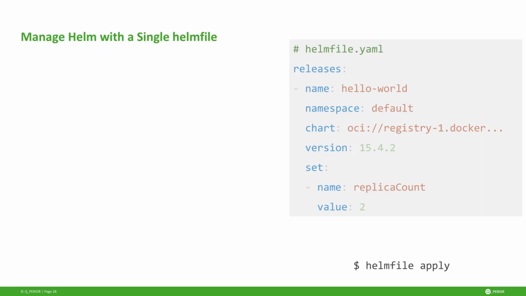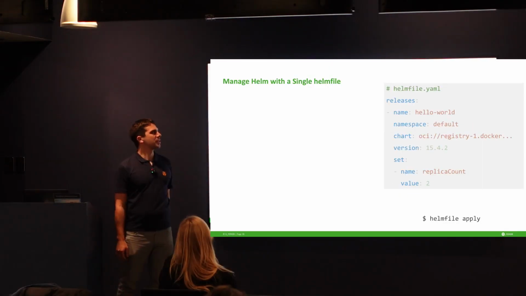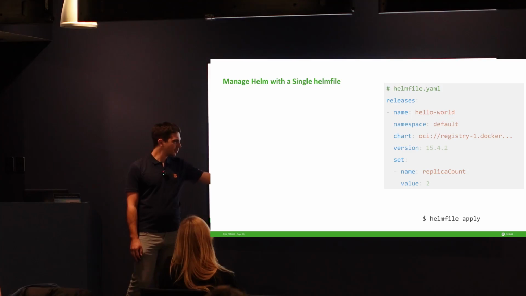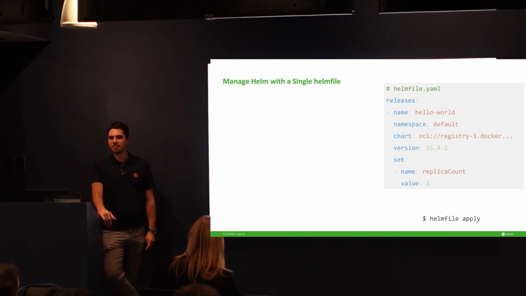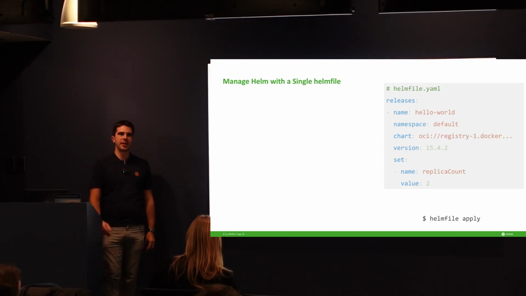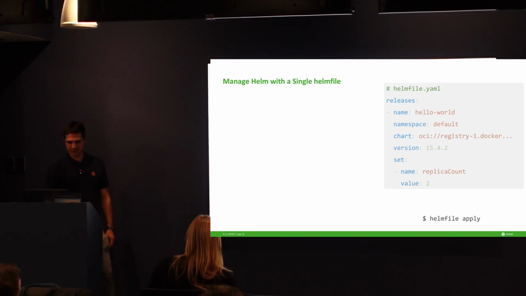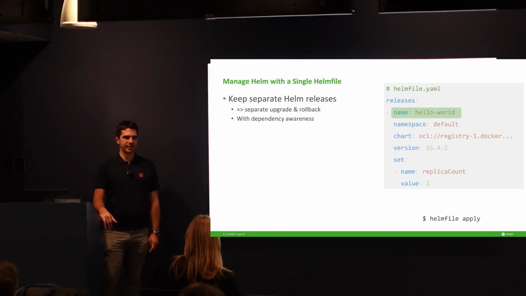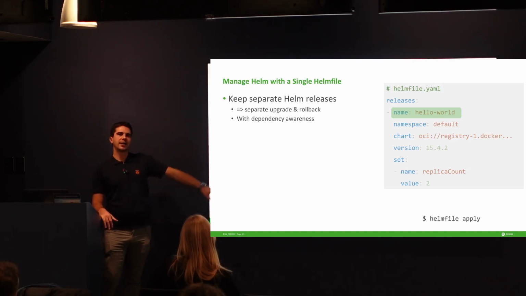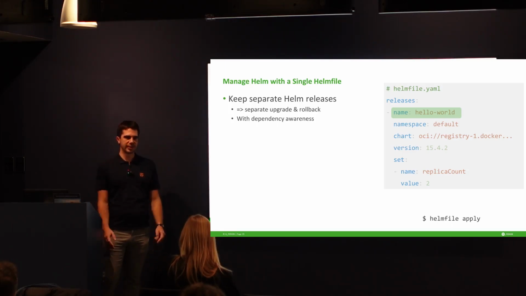With helmfile, it's really just, as the name intends, one file with one CLI in addition, where you can configure multiple releases. So in here, you can have multiple releases that have here in the names. And these are now real Helm releases. So with that one file, you can manage multiple Helm releases at once.